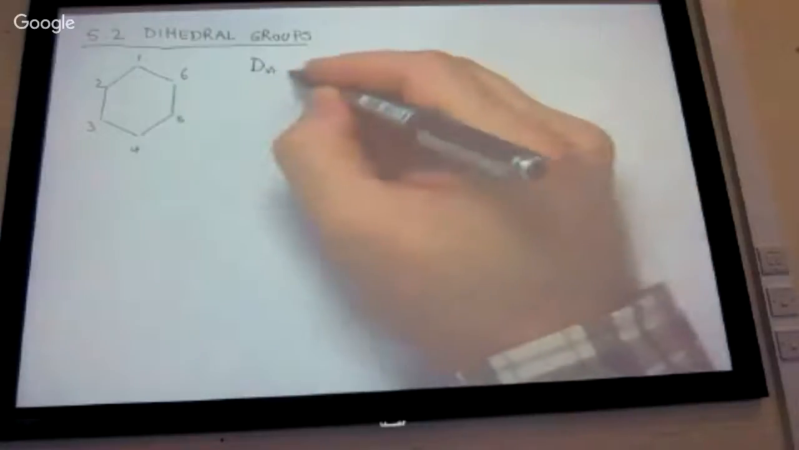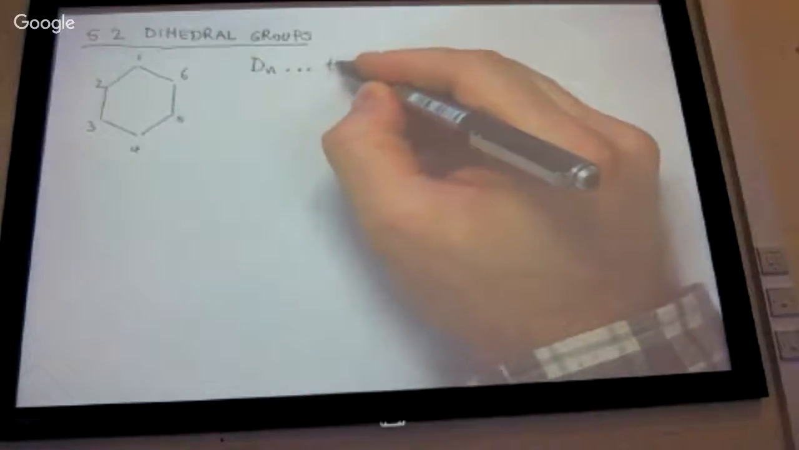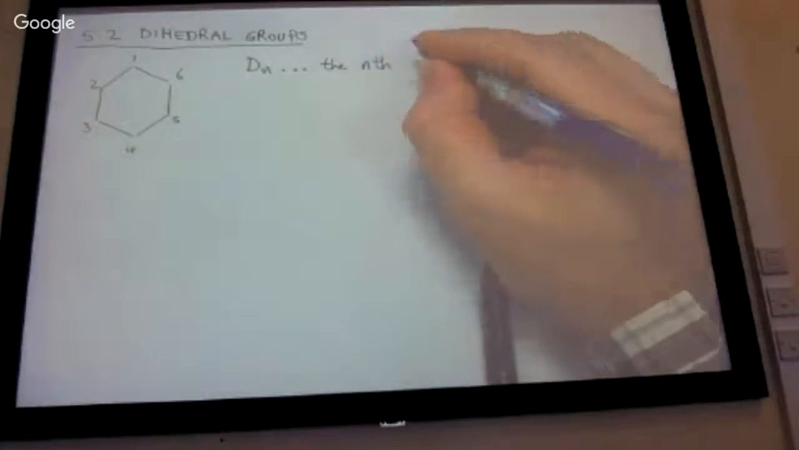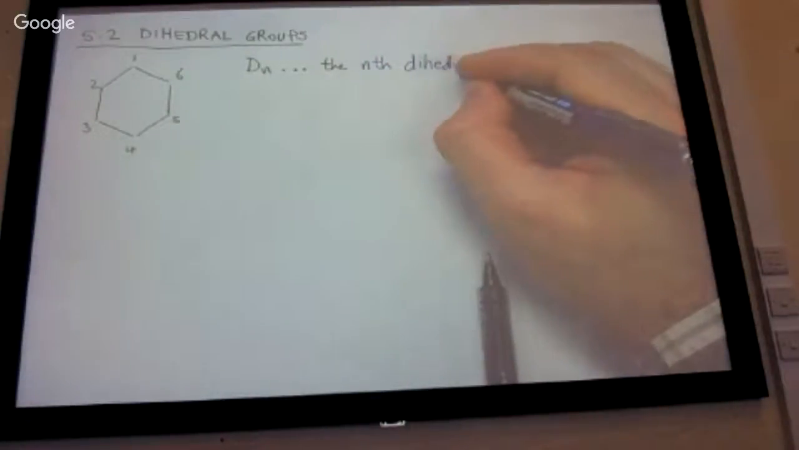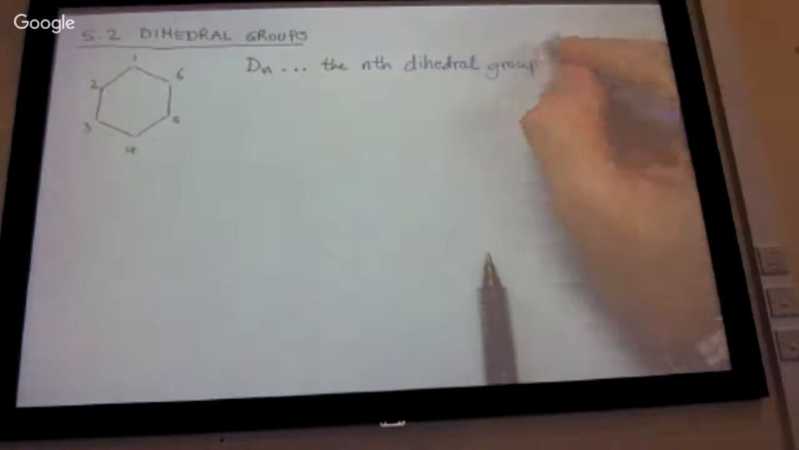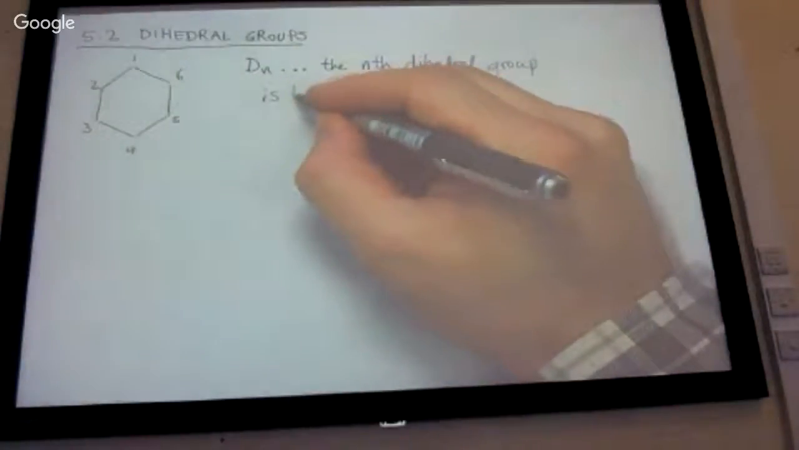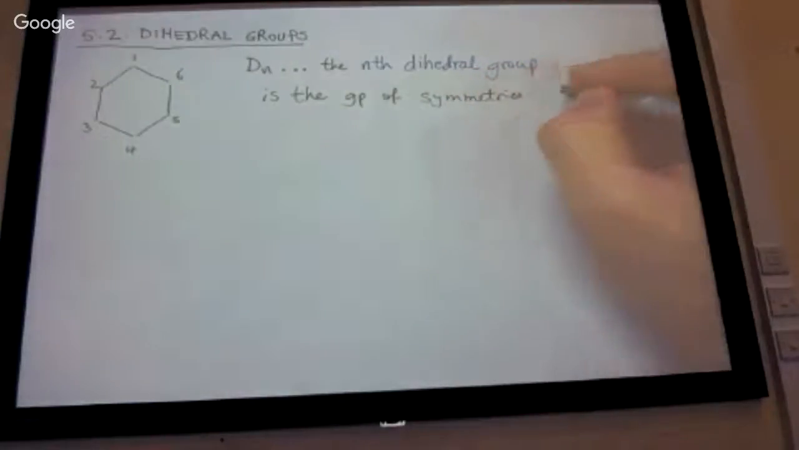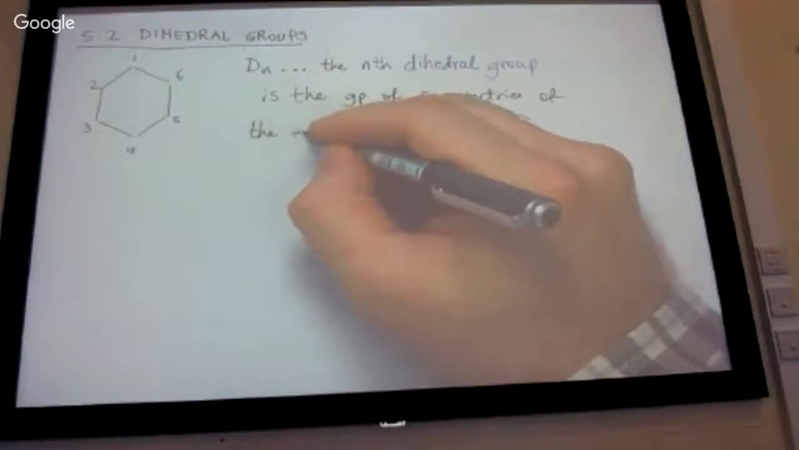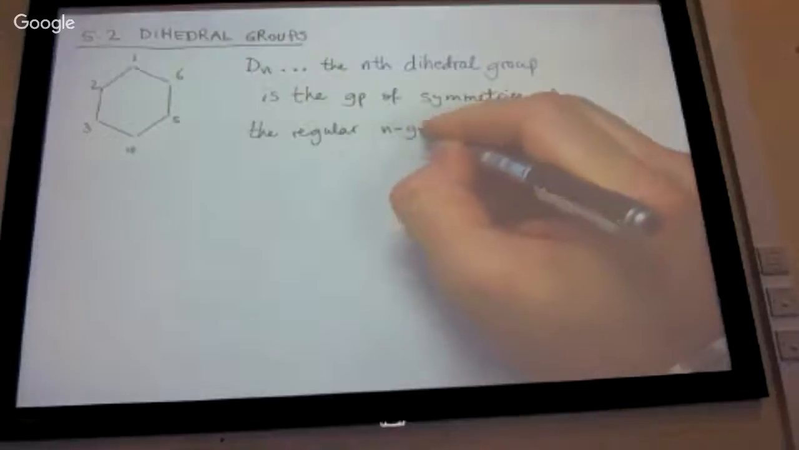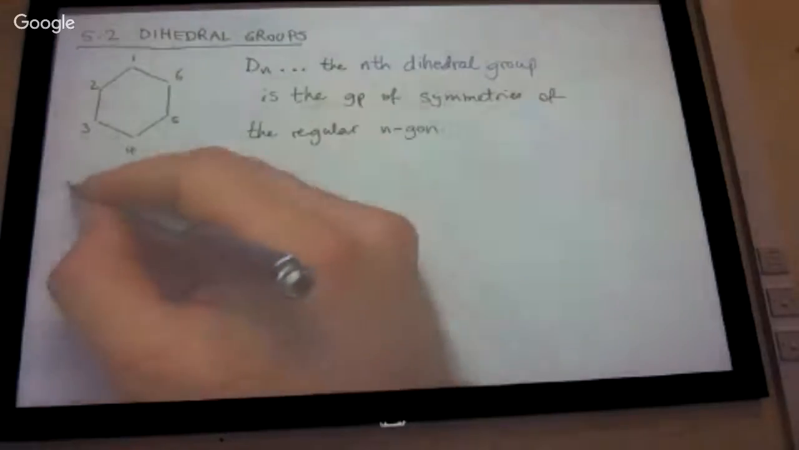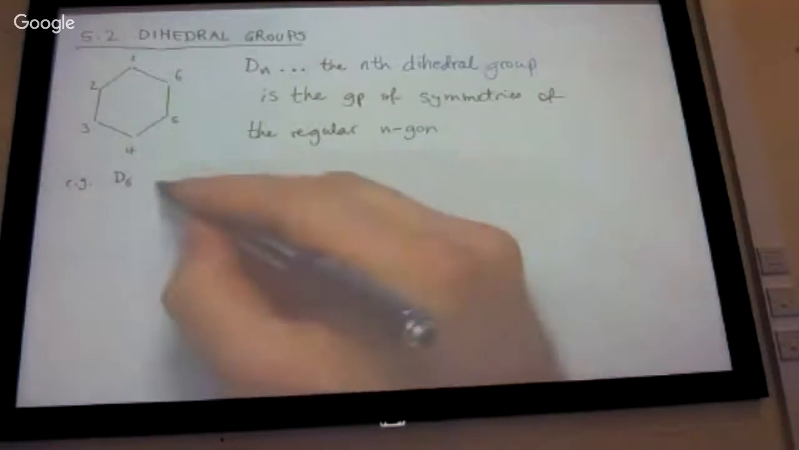So Dn, the nth dihedral group, is the group of symmetries of the regular n-gon. For example, D6, that's the hexagon.